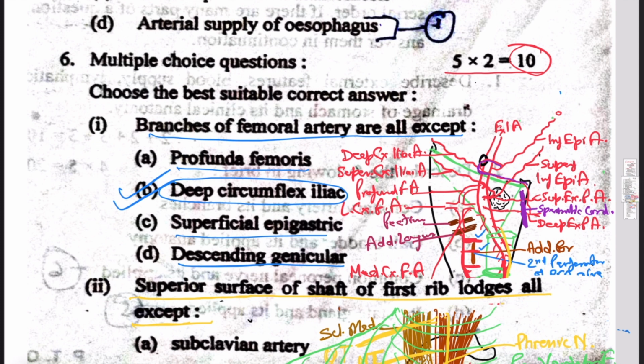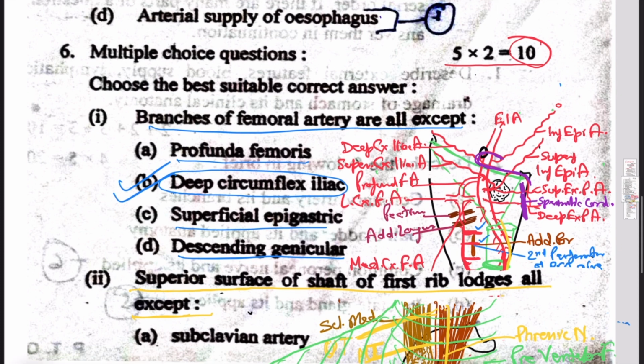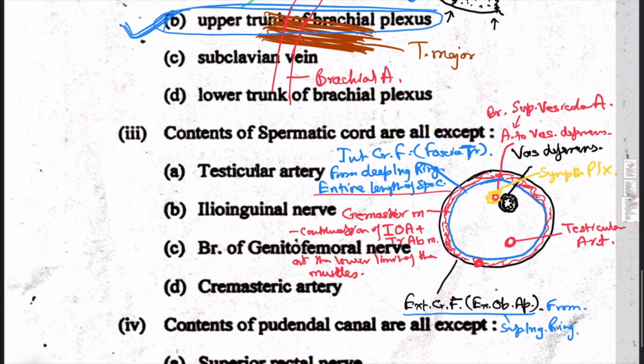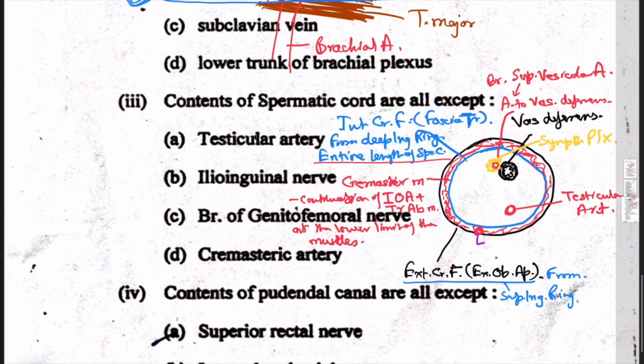Does it ring a bell? Yes, this is the artery to cremaster. So the artery to cremaster is a branch of the inferior epigastric artery, which comes out through the deep inguinal ring and then continues within the spermatic cord. So you have got to know so much about these structures. Now this is the cremasteric artery, a branch of the inferior epigastric artery.